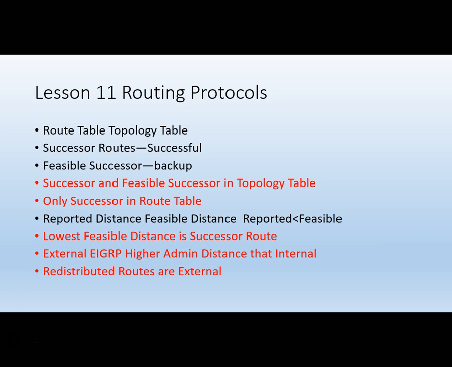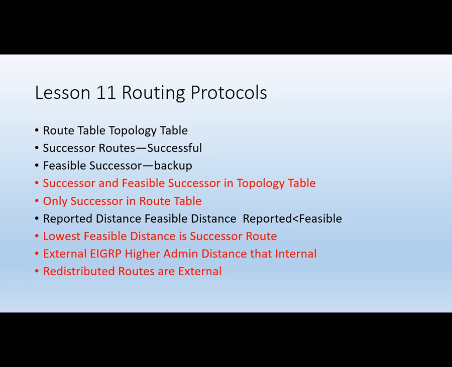We have two different distances here, the reported distance and the feasible distance. The reported distance is always going to be less than the feasible distance. The reported distance is what the neighbor tells you it costs it to get to that network. So the feasible distance is the reported distance from the neighbor plus whatever our costs are to determine the metric that goes to the individual networks.